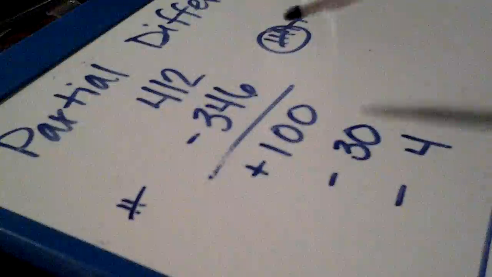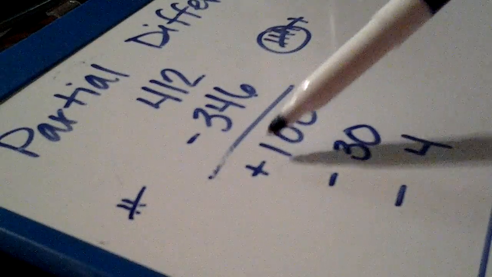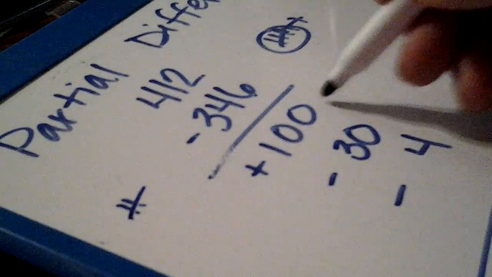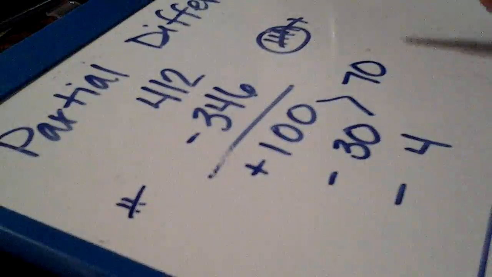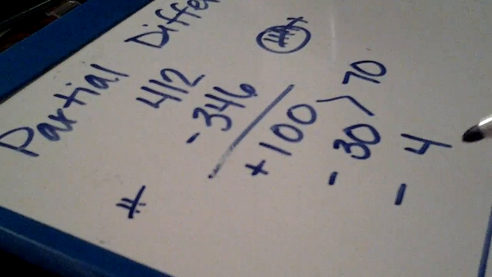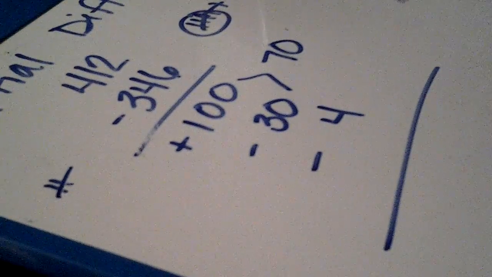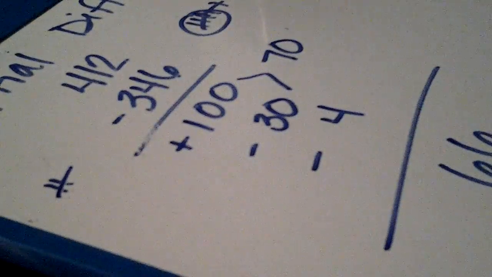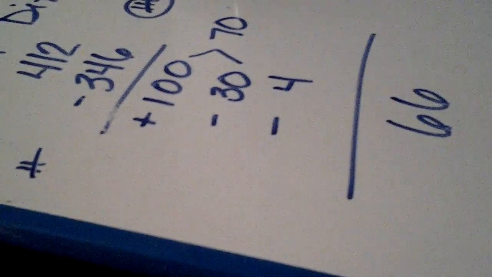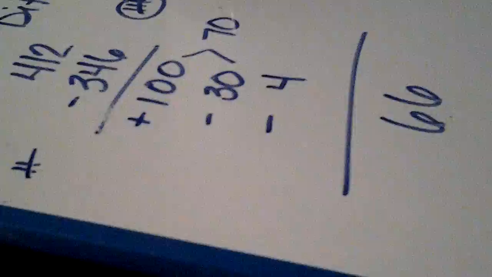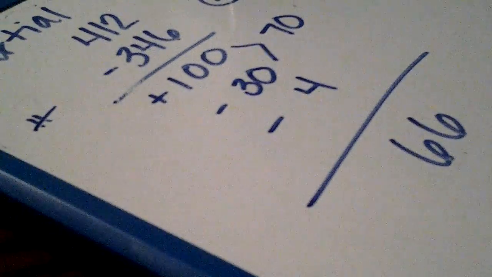So then what I do is I go through and work this problem. So a positive 100 minus 30 is a 70. 70 minus 4 equals 66. So my final answer, 412 minus 346, equals 66.